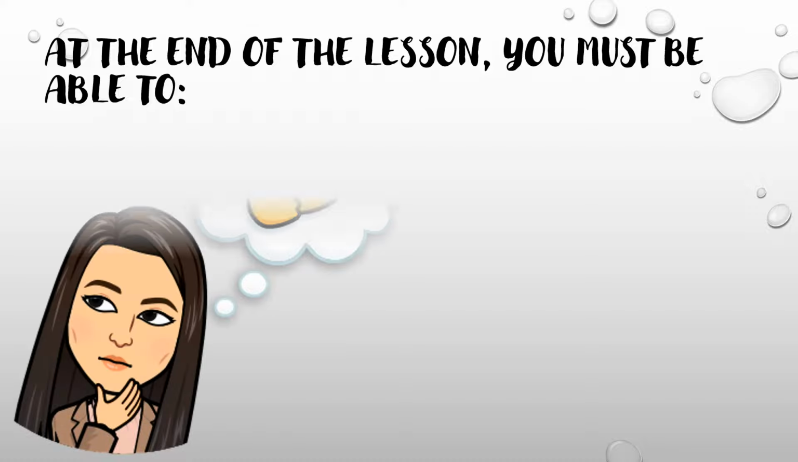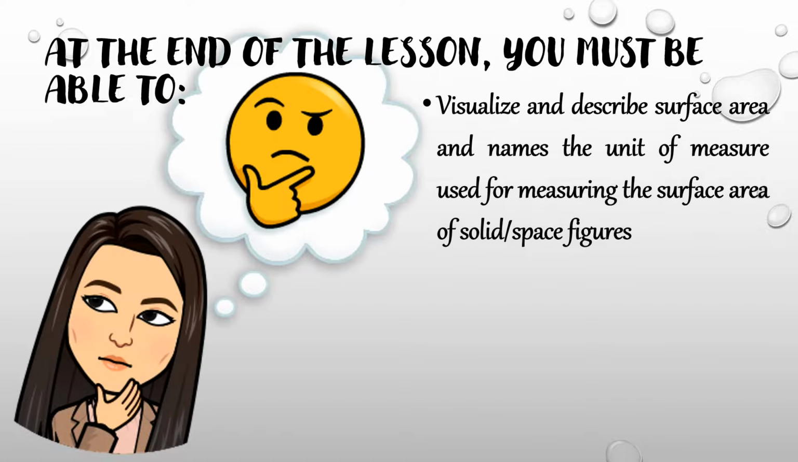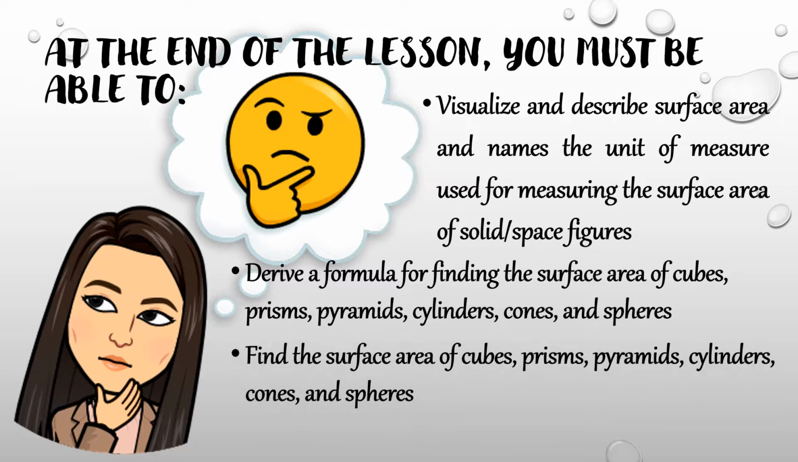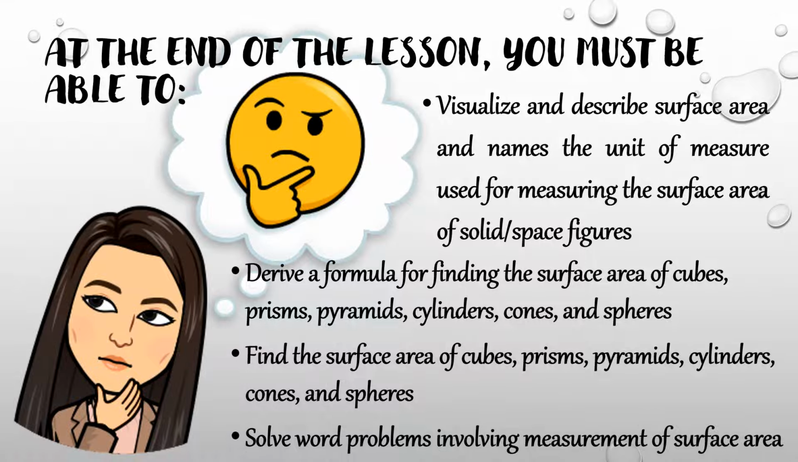For today's objective, you must be able to visualize and describe surface area and name the unit of measure used for measuring the surface area of solid or space figures. Derive a formula for finding the surface area of cubes, prisms, pyramids, cylinders, cones, and spheres. Then find the surface area of cubes, prisms, pyramids, cylinders, cones, and spheres. Then, the last is to solve word problems involving measurement of surface area.